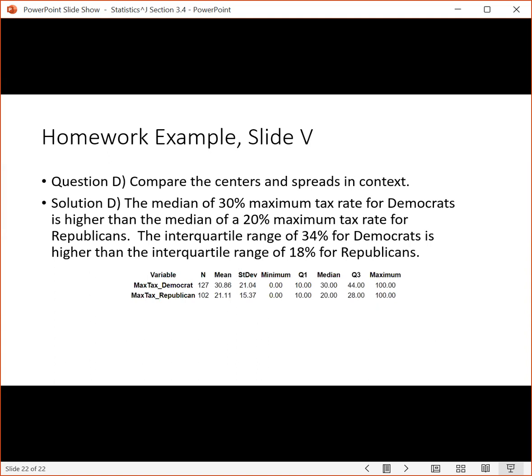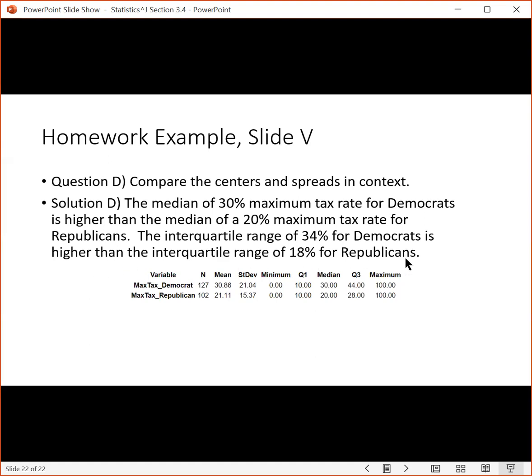And then finally, it wants us to compare the centers and the spreads within context. All right, and so that comes down to the table here. So we're using the medians. The median of the Democrats is 30%. The median of the Republicans is 20%. And the median of the Democrats is higher than the median of the Republicans. And then the interquartile range is 34% for Democrats and 18% for Republicans.